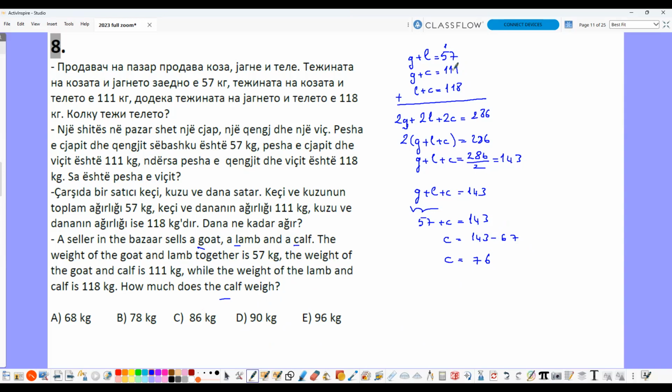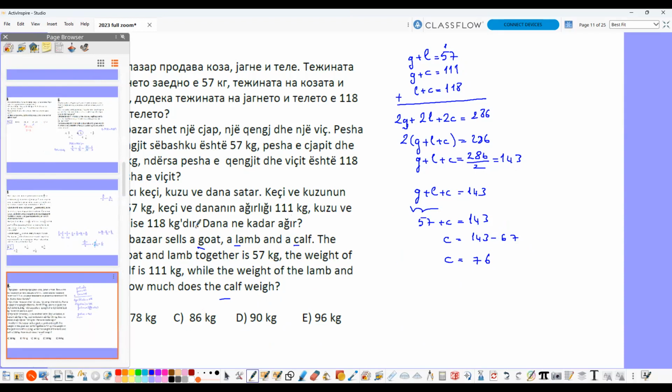Goat and lamb is equal to 57. Not, it is 58, not 68. Yeah, now I found. Yes, thank you very much. So this is 86. When I send this one to the other side, it should be minus 57. I have written there. So 143 minus 57, this is going to be 86, which is equal to C.